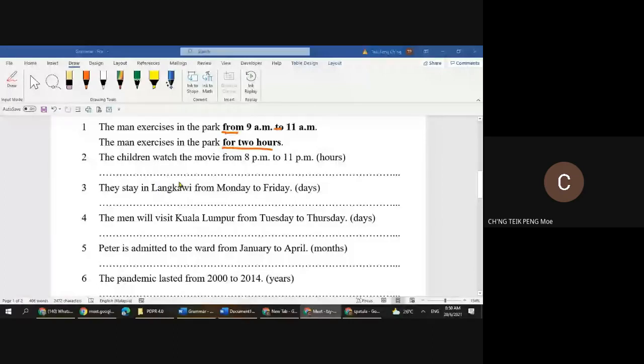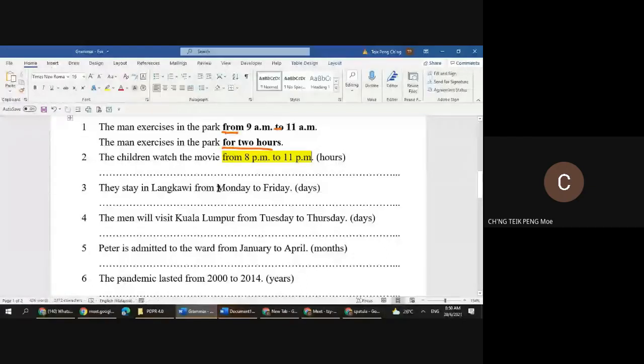The children watch the movie from 8 p.m. to 11 p.m. Okay, so we have to change, okay? Kena tukar dari 8 p.m. ke 11 p.m. Kena tukar ini kepada for. Now you have to calculate how many hours. Ada berapa jam? 8 sampai 11. 3 hours.